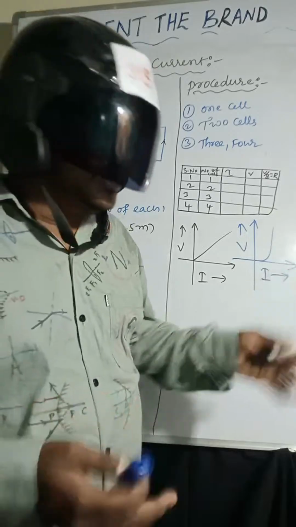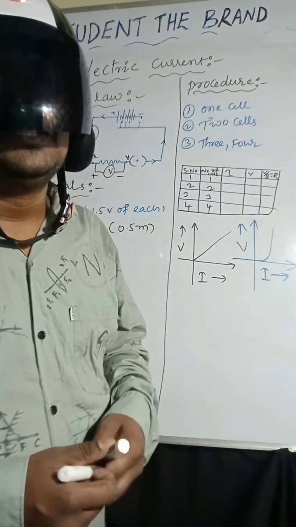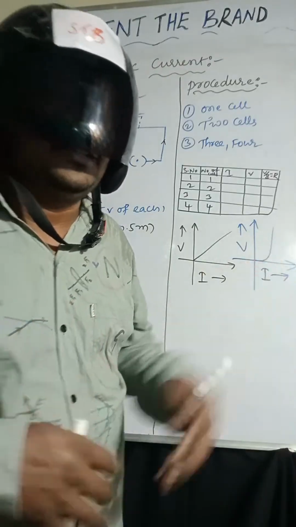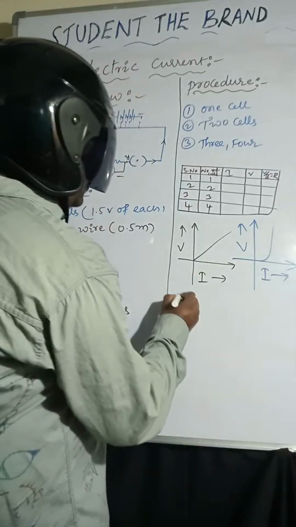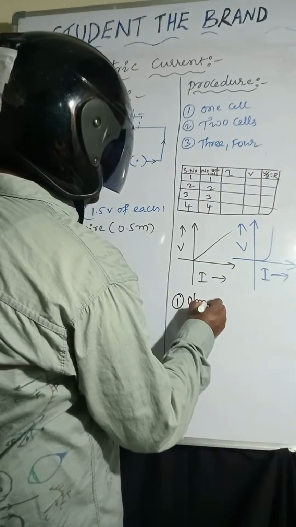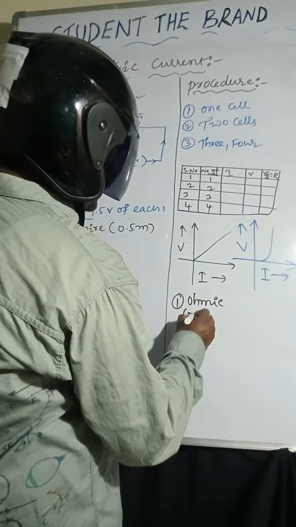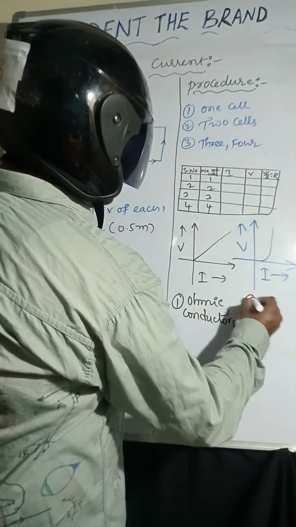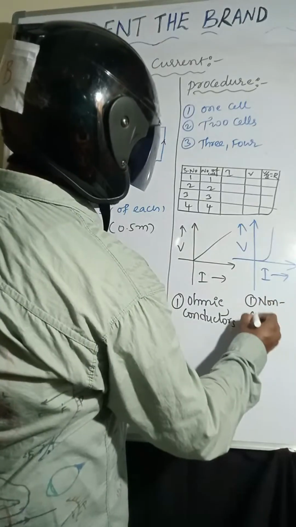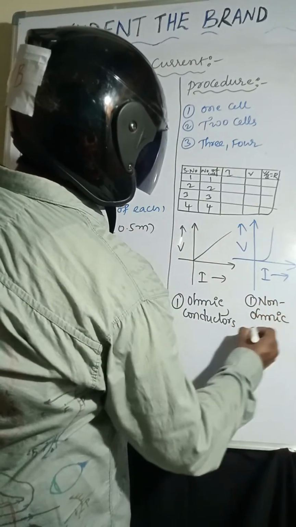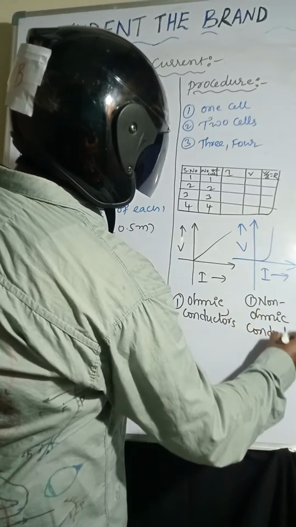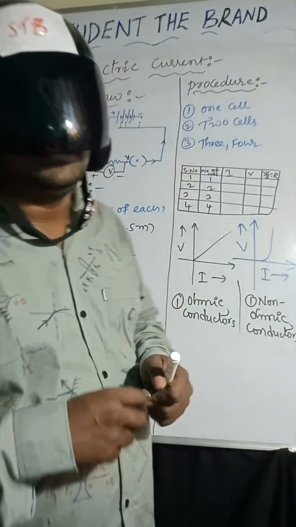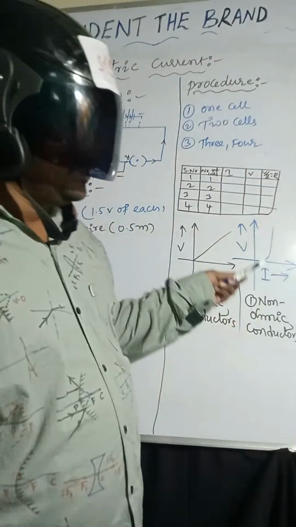Sir, what are ohmic conductors and non-ohmic conductors? The conductors which obey Ohm's law are called ohmic conductors. The conductors which do not obey Ohm's law are called non-ohmic conductors. First one is the ohmic conductor, and coming to the non-ohmic conductors. So you can see the graph: this is for ohmic conductors and this is for non-ohmic conductors.